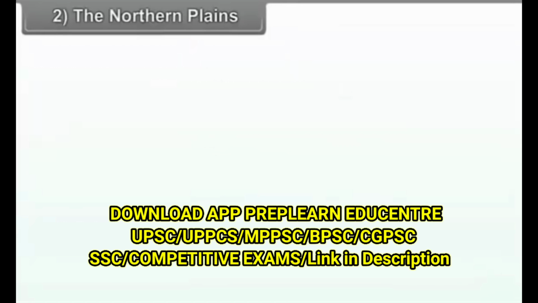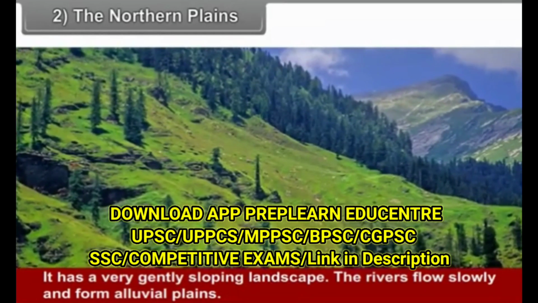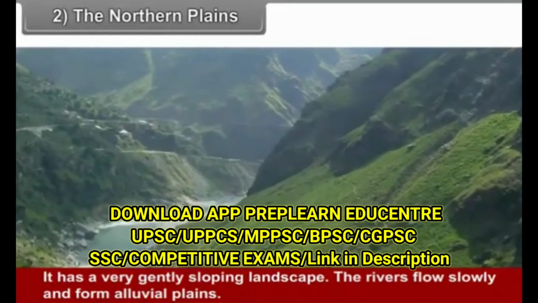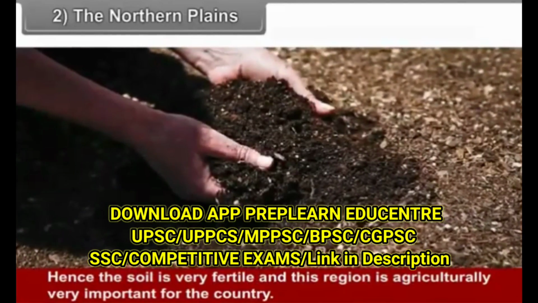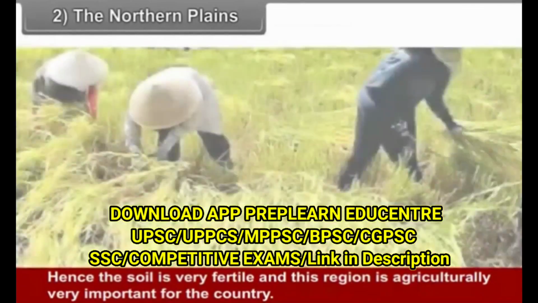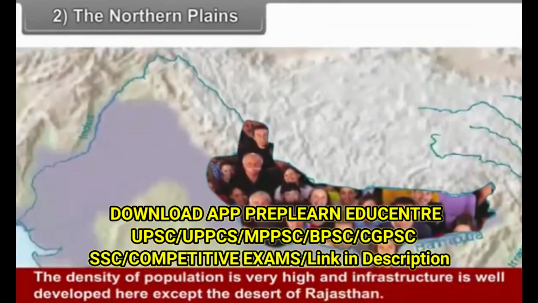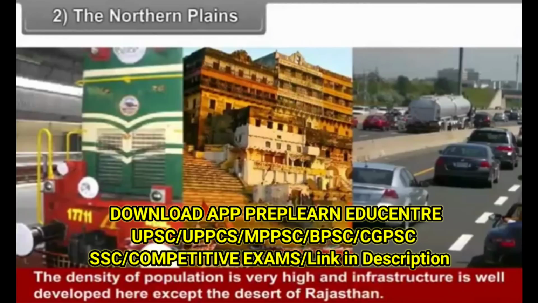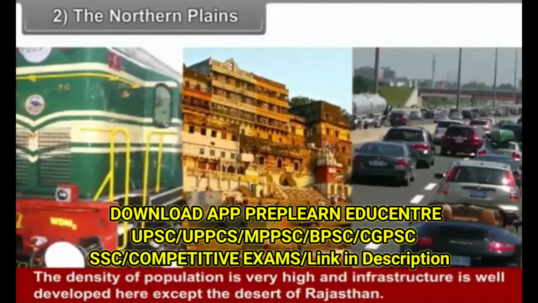2. The Northern Plains. These plains form an unbroken belt of alluvial soil, which increases in thickness from west to east. It has a very gently sloping landscape. The rivers flow slowly and form alluvial plains. Hence, the soil is very fertile and this region is agriculturally very important. The density of population is very high and infrastructure is well developed here except in the desert of Rajasthan.